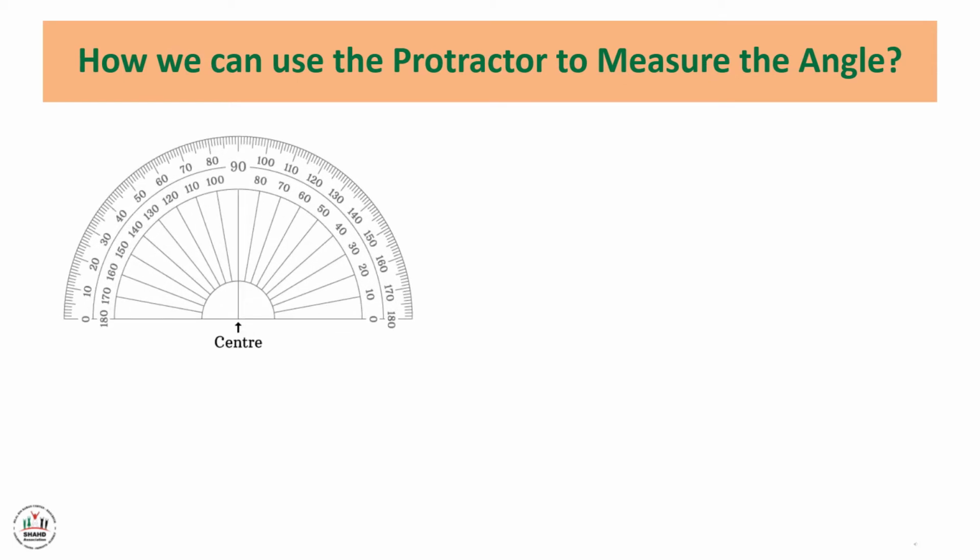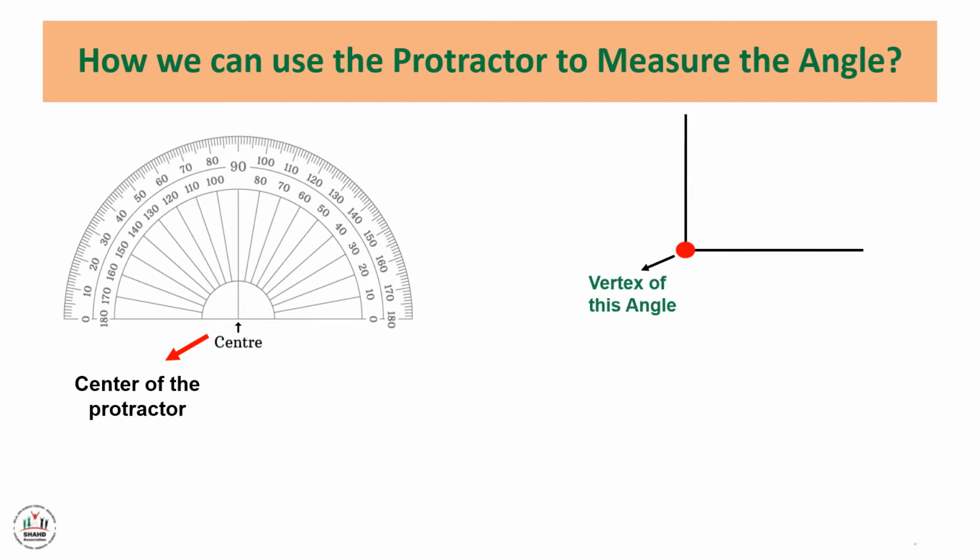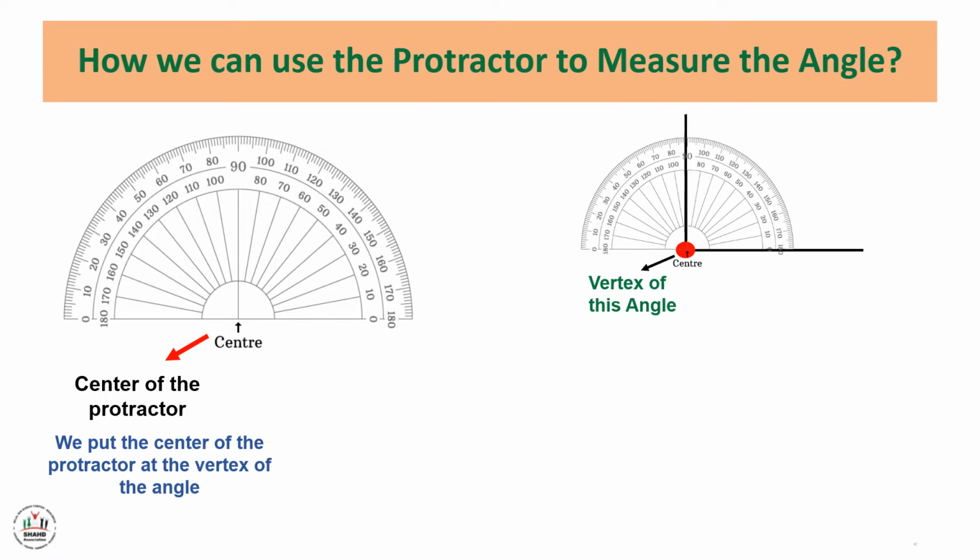This shape is called protractor shape. This is a center of the protractor. This is a vertex of this angle. So we put the center of the protractor at the vertex of the angle like this.